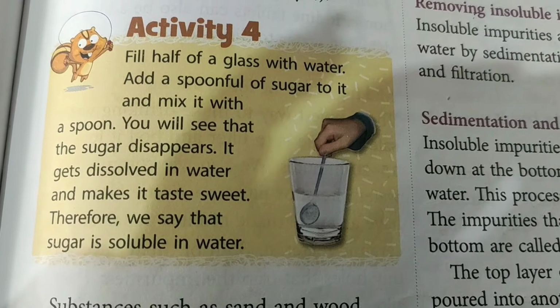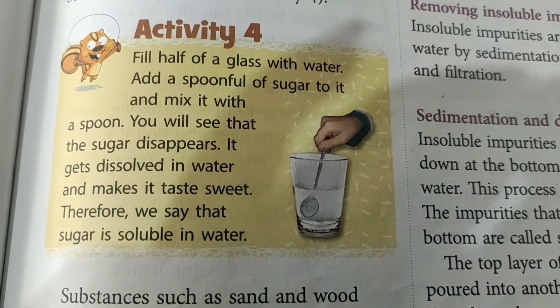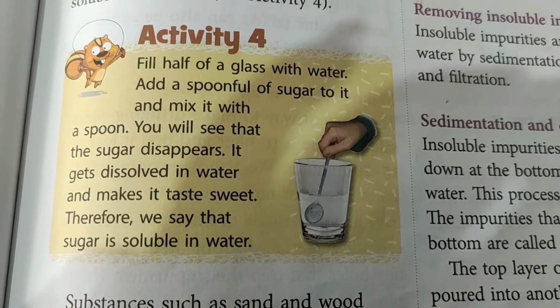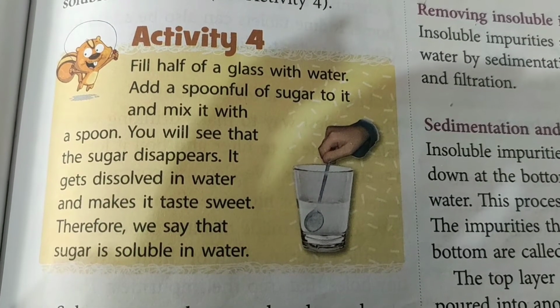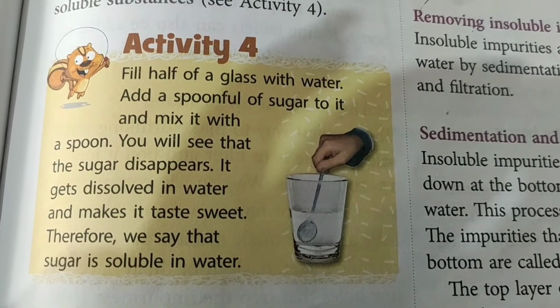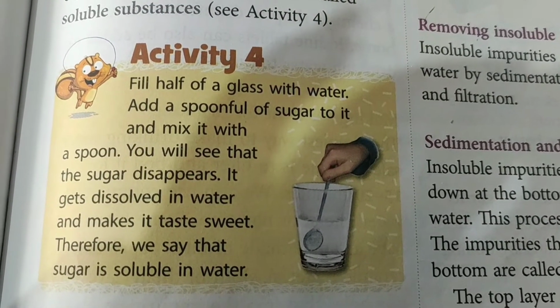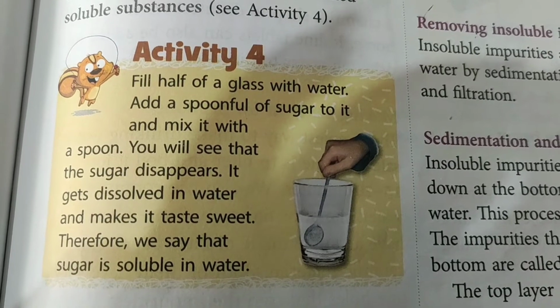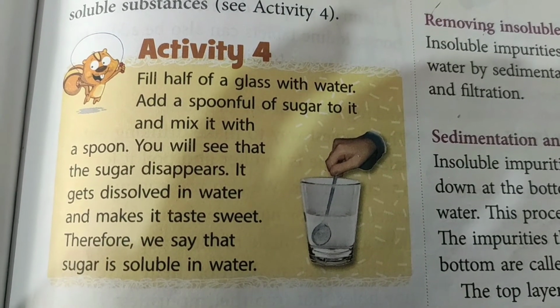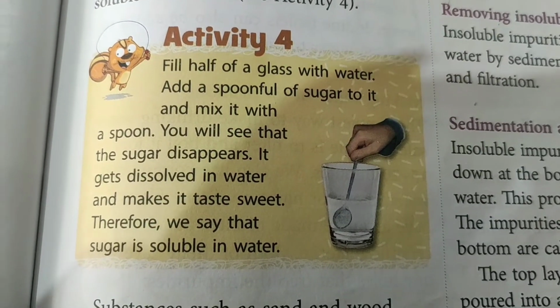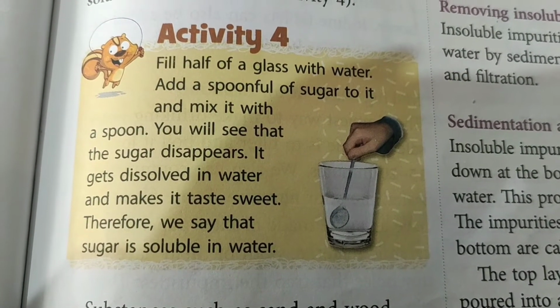Activity 4 says, take a glass half filled with water, add a spoonful of sugar to it and mix it with a spoon. We'll see that the sugar disappears. It gets dissolved in water and makes it taste sweet. Therefore, we can say that sugar is soluble in water, and we can say that sugar is a soluble substance.